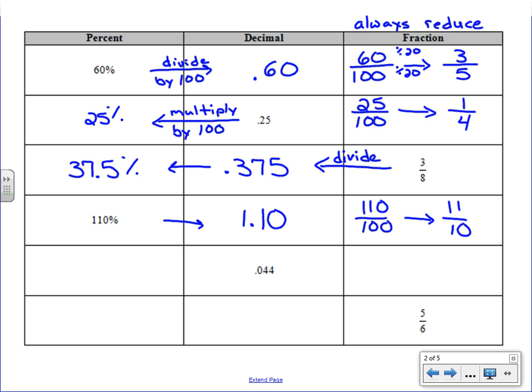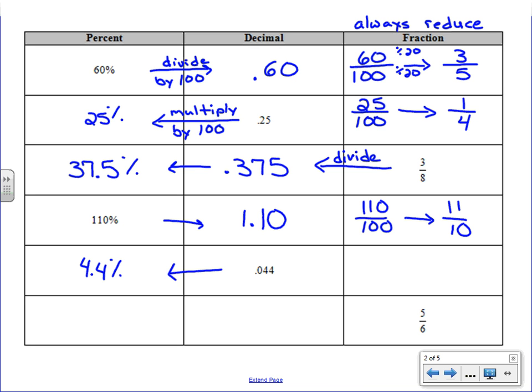Our next example, we are going to convert 0.044 to a percent. So we multiply that number by 100, and we get 4.4%. Now here, I don't think the percent out of 100 is going to be helpful at all because we've got that decimal to deal with.